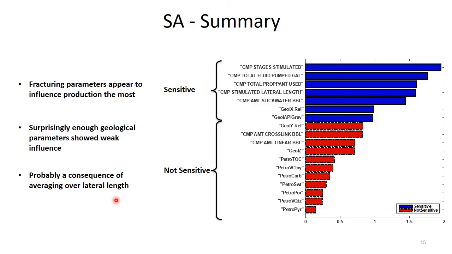Then we can also summarize that in a Pareto chart. Here we see that what's important are typically the completion parameters, and also where the well is located. That's actually a geological parameter, because we have geological variation over the basin. So this parameter reflects geology. That's important, but it's a general parameter, not a specific one. And then we have all these average geological parameters that have very little sensitivity.